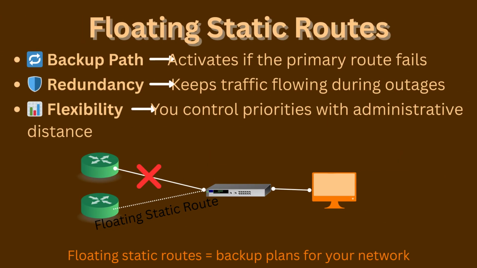What are floating static routes? A floating static route is a backup route that only takes over if the primary route fails, whether that's a connection issue or a network change. So what makes it a backup? By increasing the administrative distance, or AD, to a value higher than 1, which is the default for static routes, the router will only use this route if no better option is available. Floating static routes provide redundancy, improve uptime, and ensure traffic keeps moving even if a problem occurs unexpectedly.